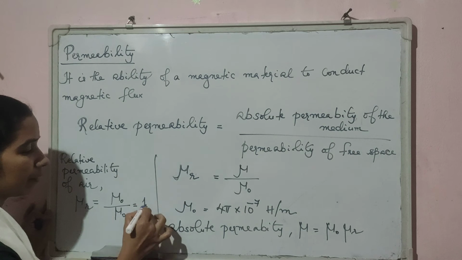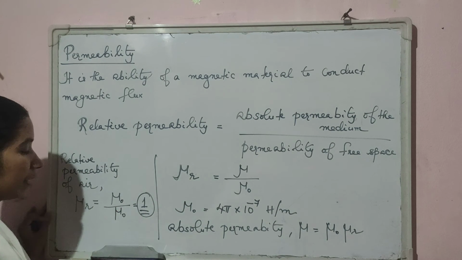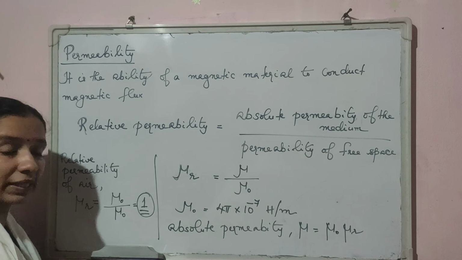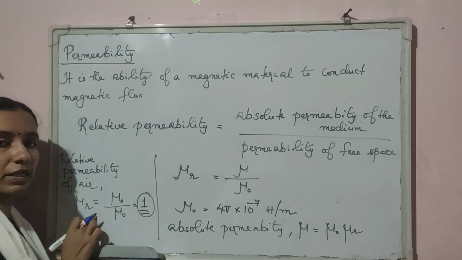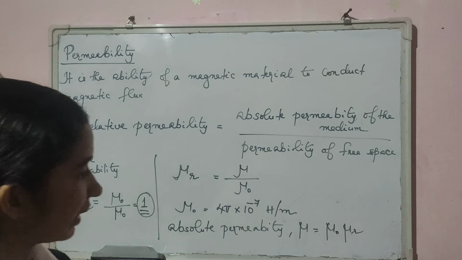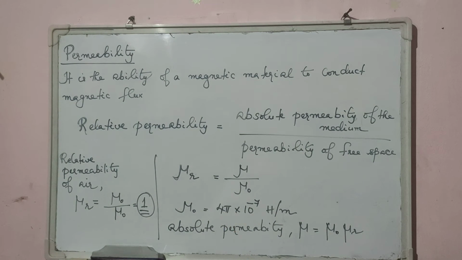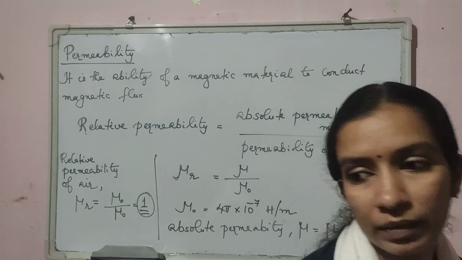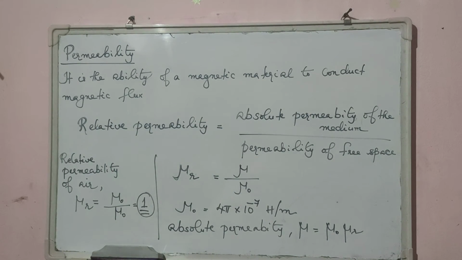So relative permeability of free space or air is 1. Note that this is the relative permeability. And the absolute permeability of air is 4 pi into 10 raised to minus 7 Henry per meter. So this is all about permeability, and now let us move on to the next term.